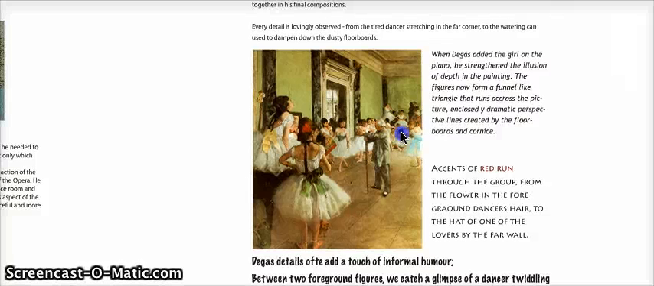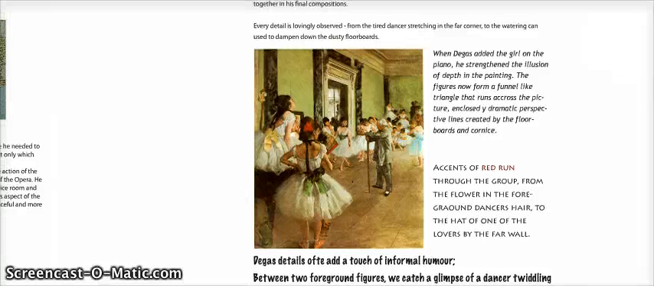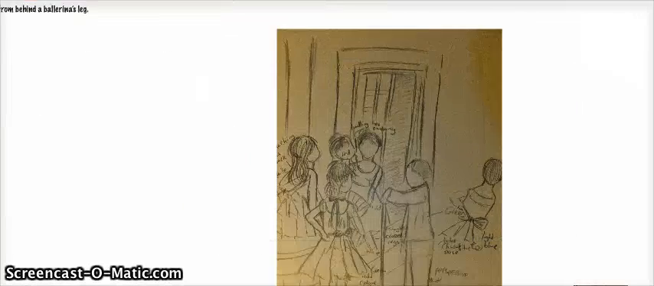As a class, we look at this image on the PowerPoint and discuss and analyse the sense of perspective in the image and the colours and the use of brushwork and the composition of the painting. And then after the discussion, the students then illustrate and annotate the image themselves. And here is an example of some of the students' work.